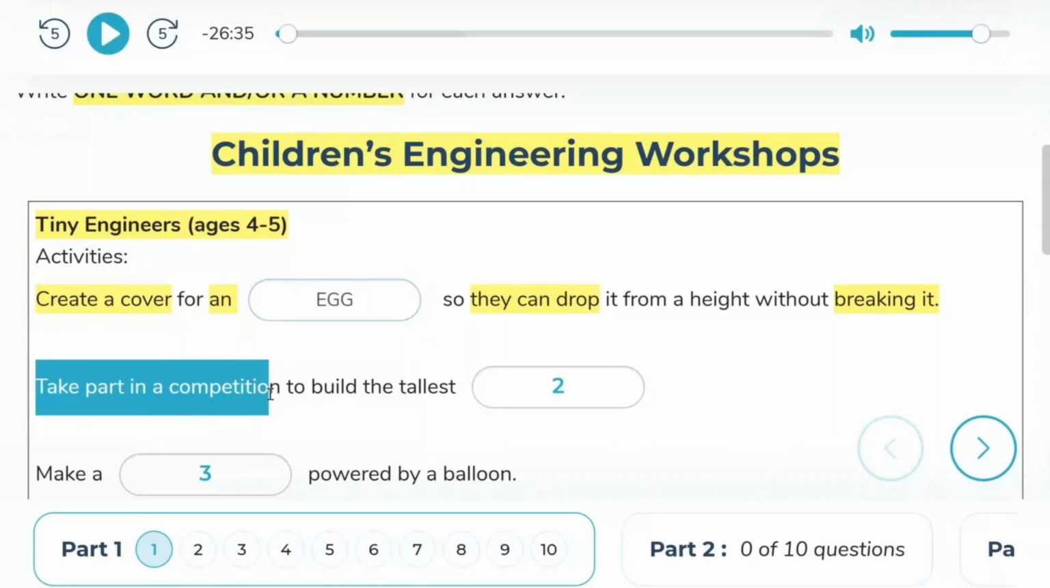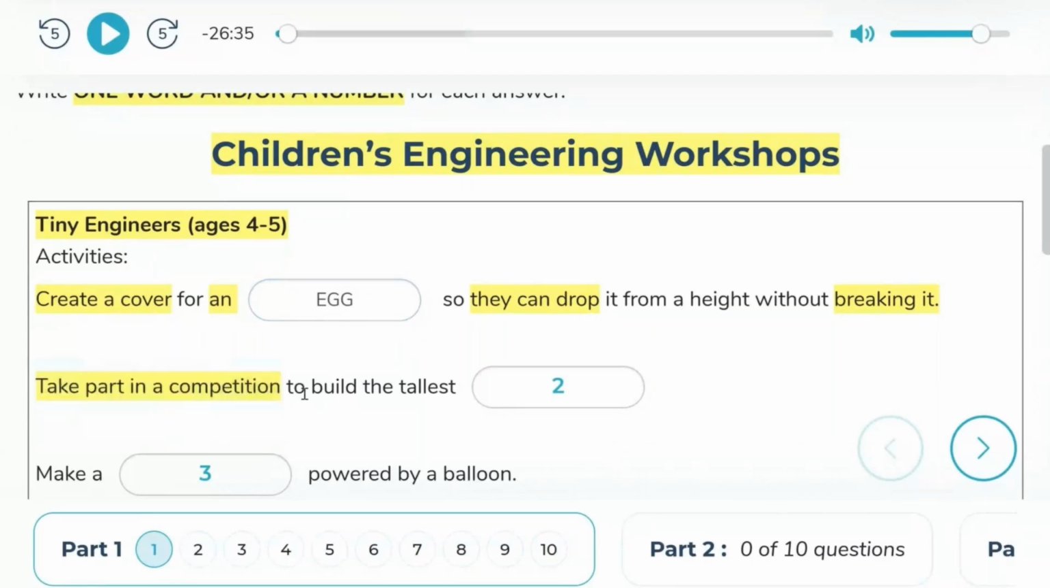So next, they take part in a competition, okay? There is a competition they take part in to build the tallest something. Now, for tallest, they can use the word highest. Tallest, highest, the highest one, anything like that. Now, there is a competition. In the competition, they have to make something, and it is going to be the tallest one, right? Now, please listen and answer.